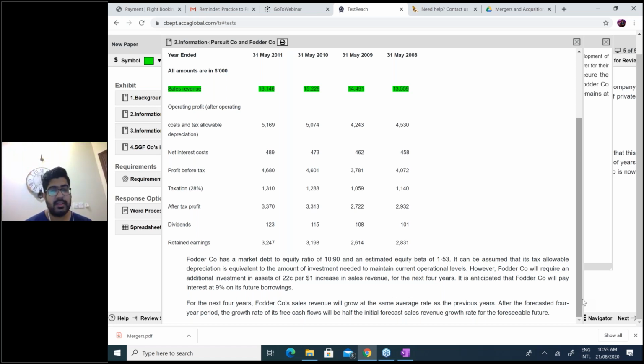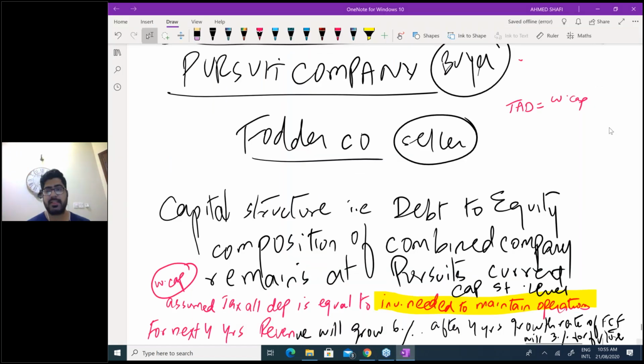For the next 4 years, Fodder's revenue will grow at the same rate as previous years. I just checked the revenue growth rate of previous years. It was 6%. So I wrote that for the next 4 years, Fodder's revenue will grow at 6%. After the 4-year period, the growth rate of free cash flows will be half the initial revenue growth rate, 3% for the foreseeable future. Okay, you can note this important stuff. If you have any questions, please ask in these 2 exhibits.